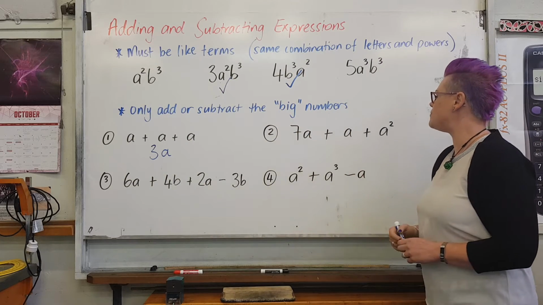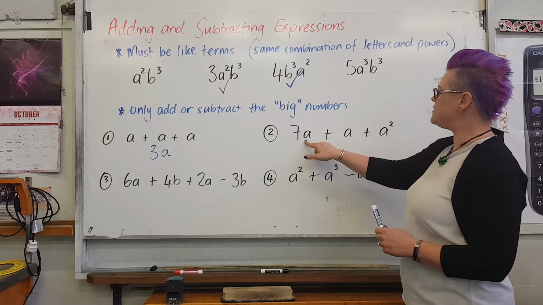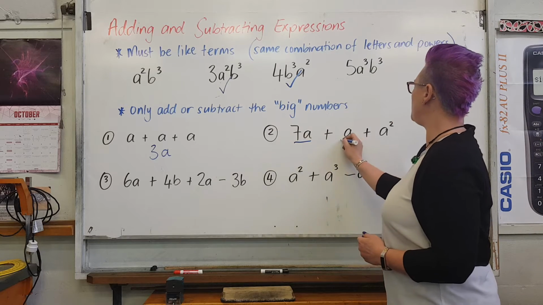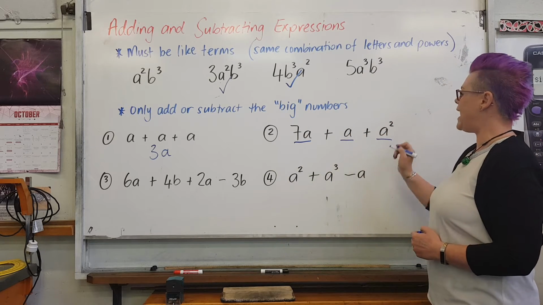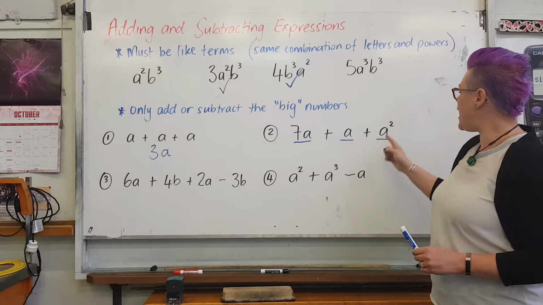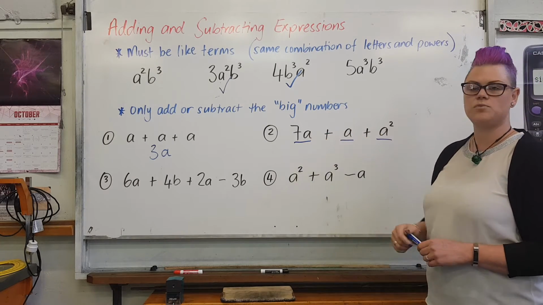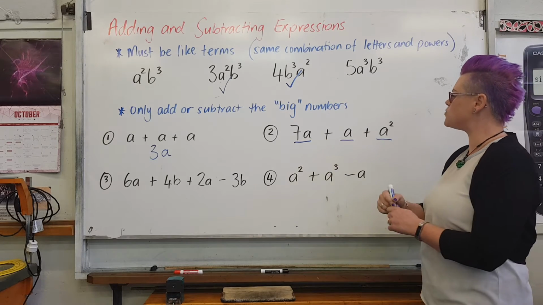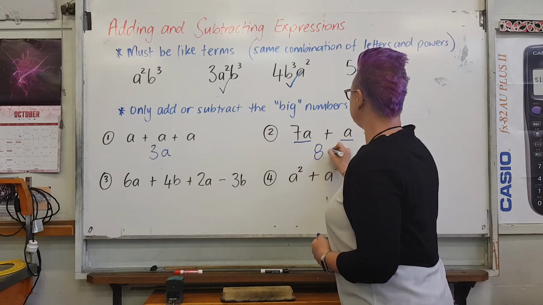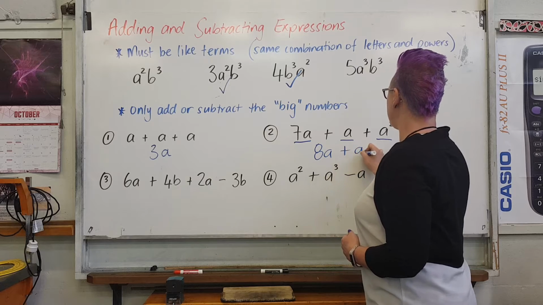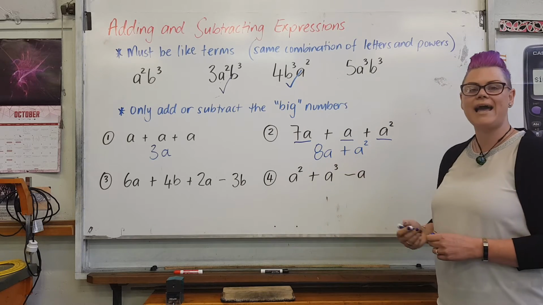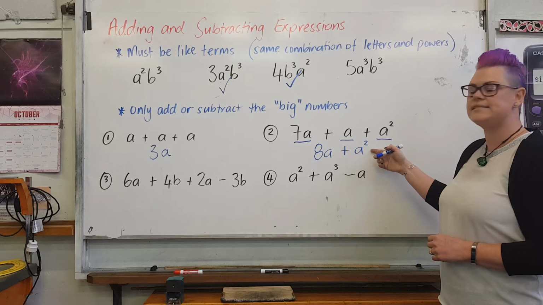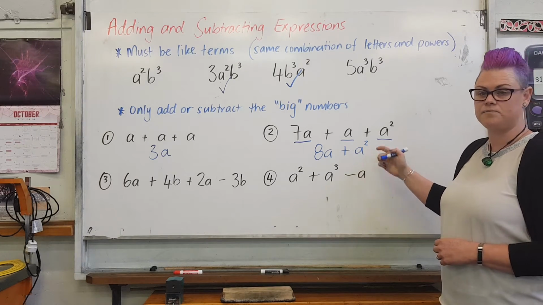For our next example, we've got 7a here, 1a here, and a to the power of 2. Now a to the power of 2 is different to these ones, so it cannot be added to it. So we have 7 plus 1, so we have 8a plus a to the power of 2, because we can't add it. This is as simplified as it gets.